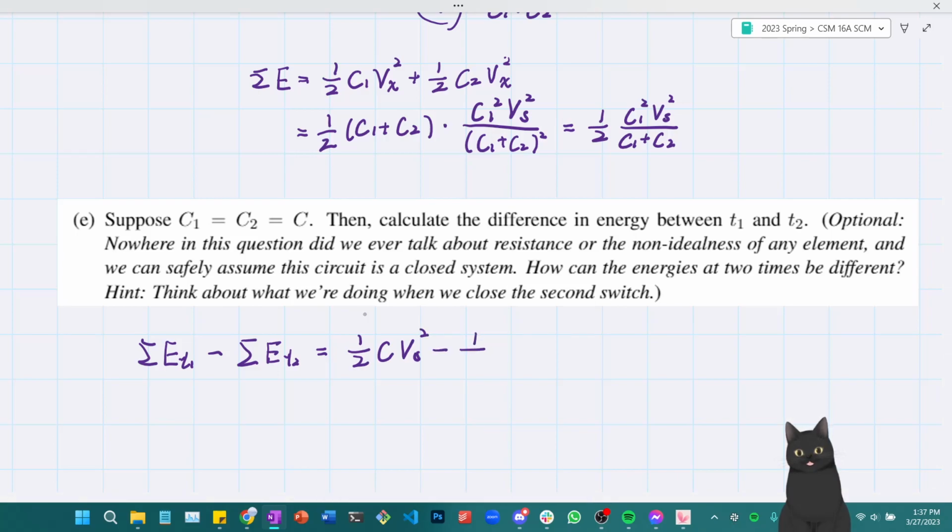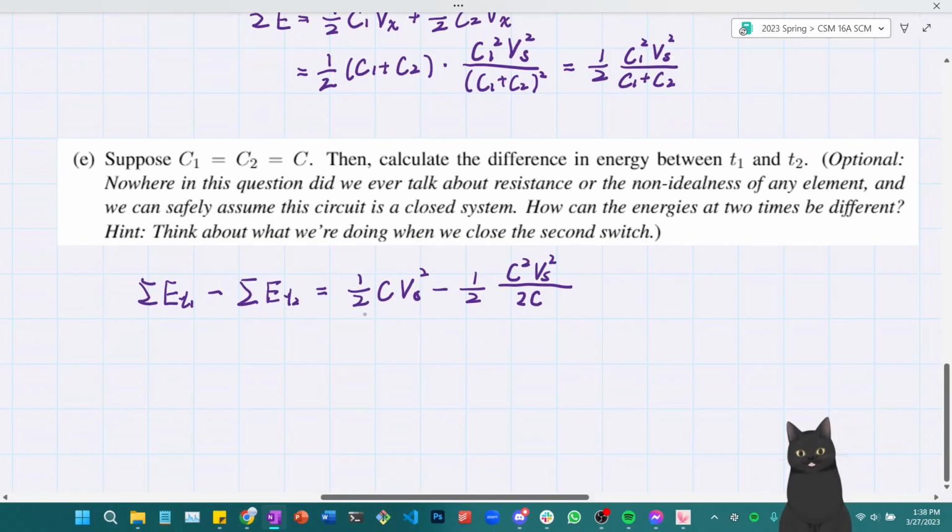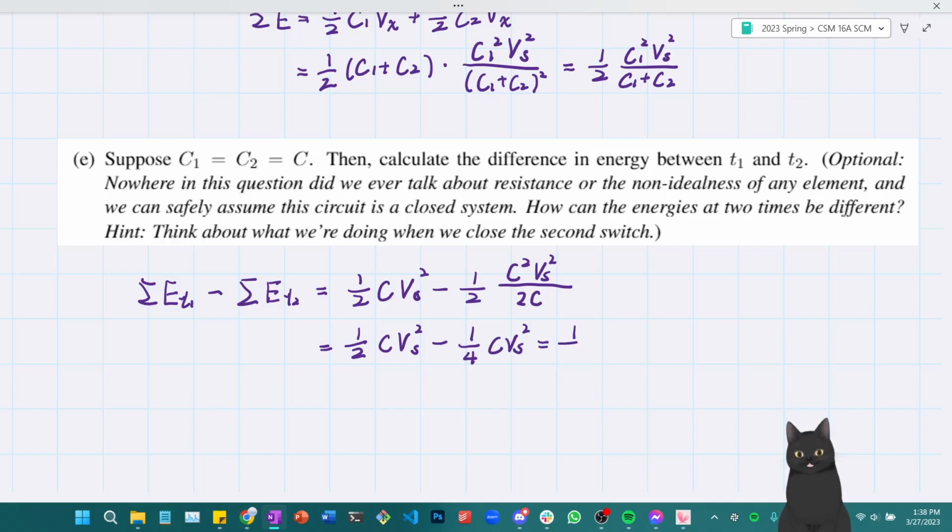Now I'm going to subtract from it the amount of energy I have after T2. So I'm going to replace all values of C1 and C2 with C as mentioned in the prompt. And I am going to calculate and simplify this algebraic expression a little more. We get something extremely similar to what I have here. And at last I will get that the difference in energy is 1/4 C Vs squared.